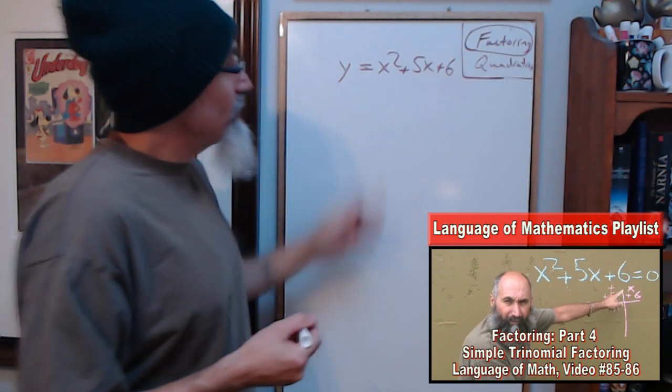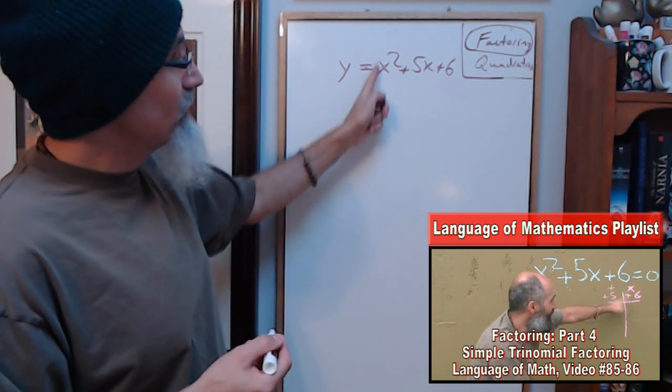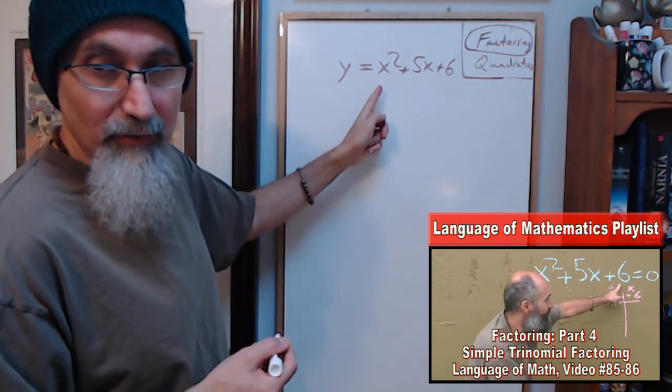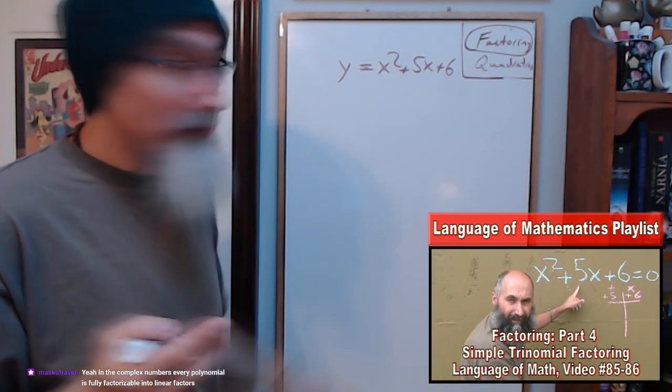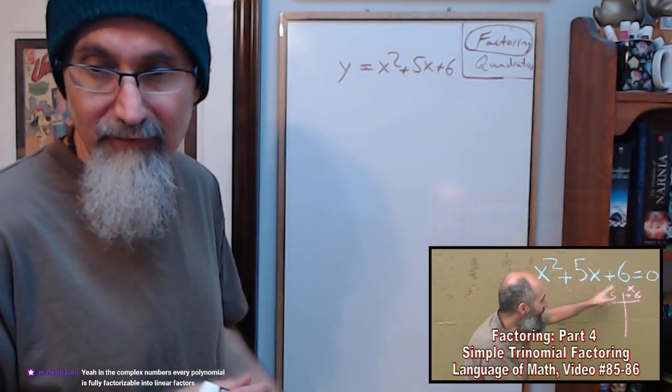So what you do with simple trinomials, because there's only a 1 in front of the x squared, you look for two numbers that multiply to give you 6 and add to give you 5.